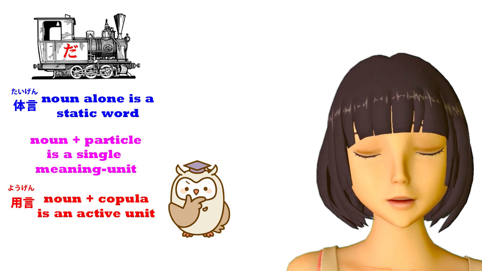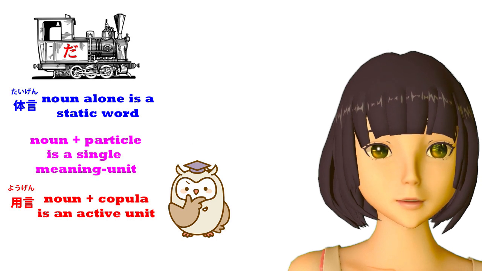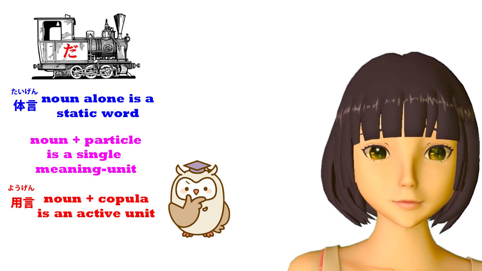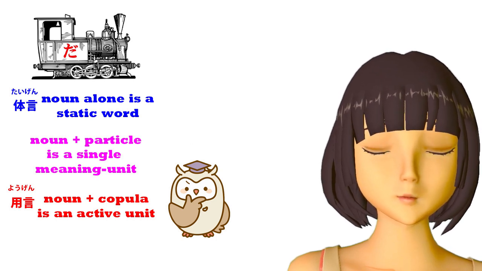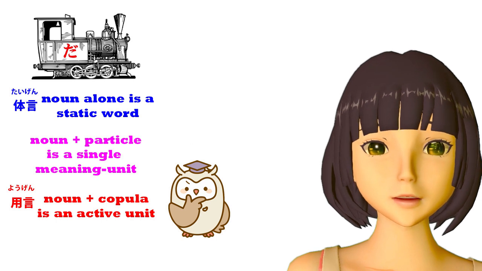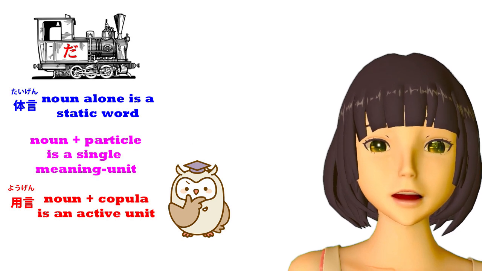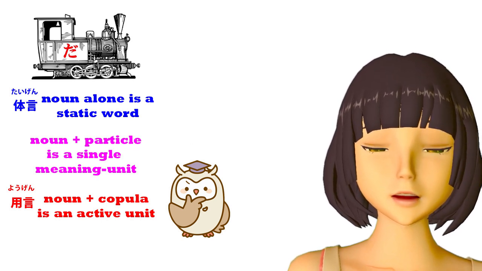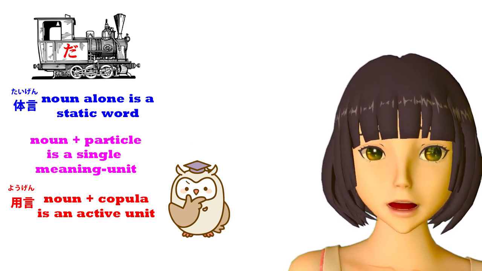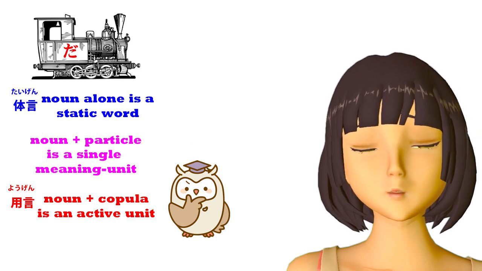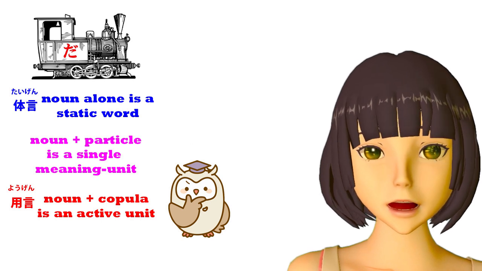Now the other thing to understand is that when we attach the copula to a noun, that combination is in fact a yogen, or active unit. And that's obvious because once we've attached the copula to it, we can in fact modify it. The copula has a te form, which is de. So, kireina can become kireide in order to conjoin it to something else. We can also modify it. Kireida into, say, kireidatta.